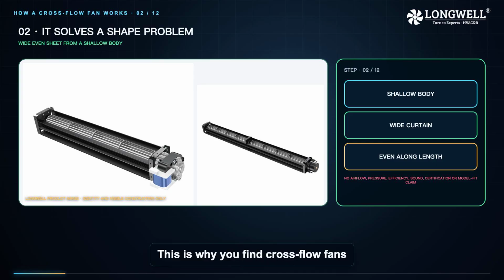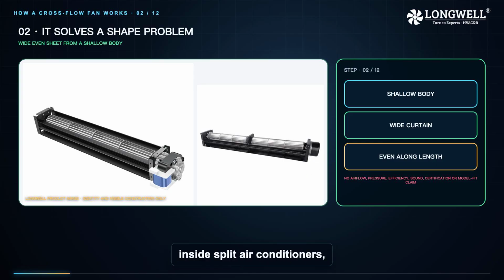This is why you find crossflow fans inside split air conditioners, air curtains over shop doorways, fan heaters and display cabinets, and almost nowhere else.